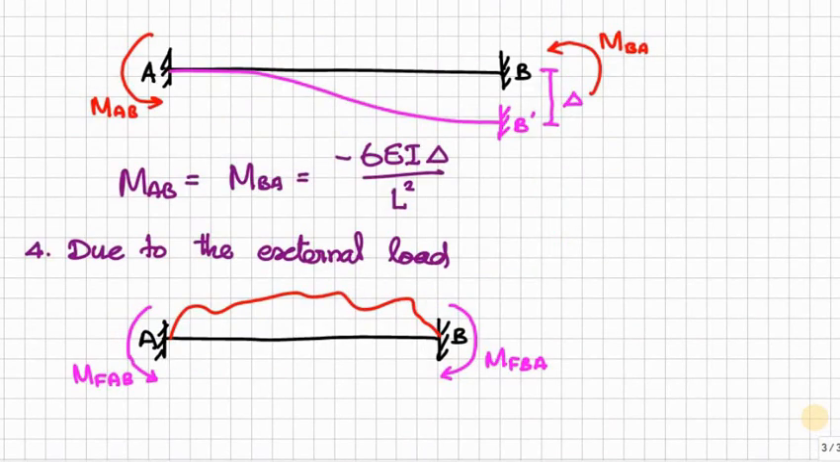Then due to external load, we can calculate the support moment, that is called fixed end moment. Moment MFAB, fixed end moment, that is AB. Then here fixed moment B. So if we add all the moments at the supports, then we will get the slope deflection equation.